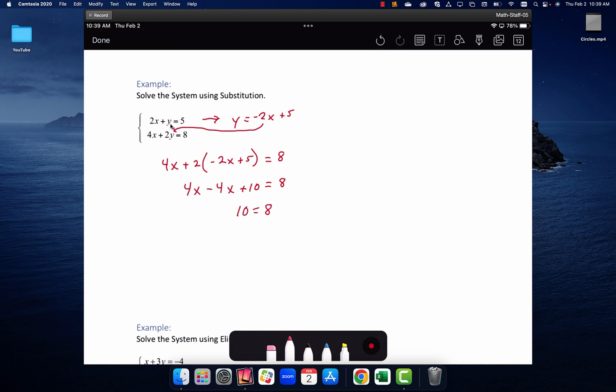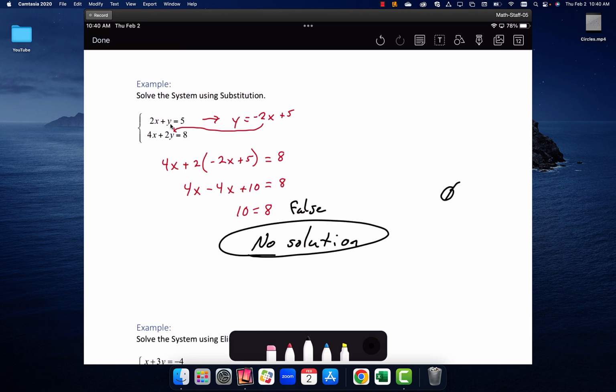And in this situation, the variables disappear. If that happens, don't freak out. Sometimes it can occur. When your variables disappear, you're going to be left with a statement. That statement is either true or false. You just need to ask yourself, what is it? In this case, this is a very false statement. So our answer is simply no solution. You may see 0 with a line through it. There is no solution to this system.